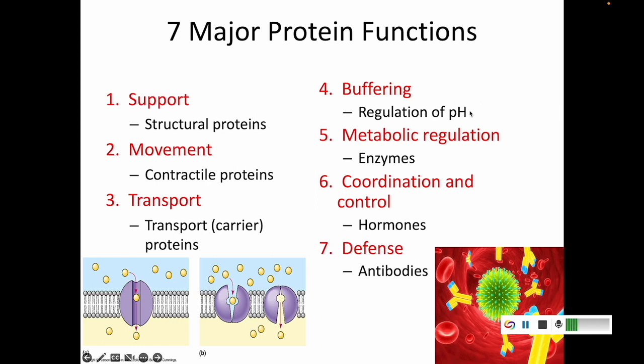Regulating pH, we already discussed how the amino group and how the carboxylic acid group can be involved in regulating pH. Enzymes are all proteins. We discussed that a little bit earlier in this chapter. Hormones, your body's ability to coordinate and control for any multicellular organism. These are proteins. And then antibodies, the way our bodies defend ourselves against infection. These are also proteins.